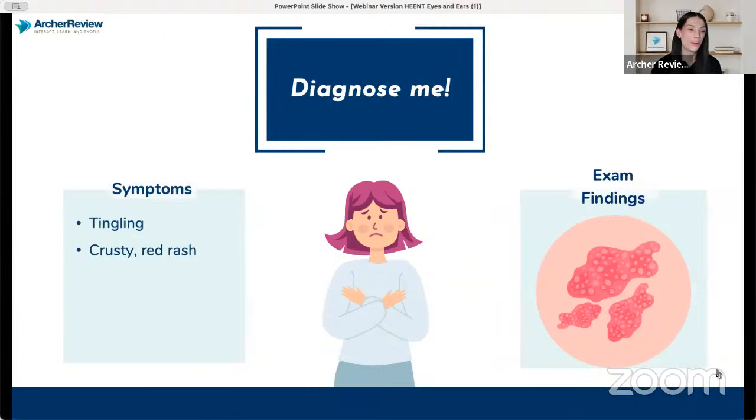Now, what if our patient had a tingling, crusty red rash on the side of their face? Kind of looks like this. It's along a dermatome. It might be in their eye a little bit. It might extend to their ear. What might be going on then? What would we suspect? Everyone a second here to answer. Everyone's right on with this one.